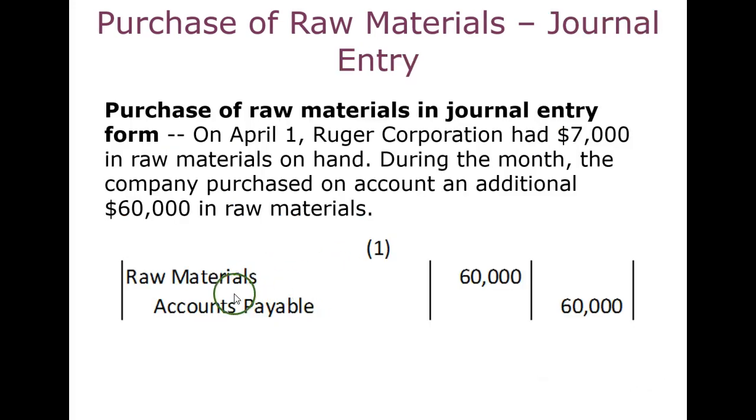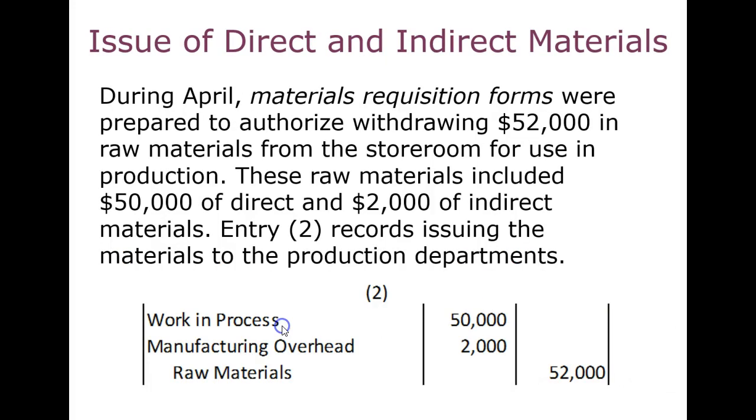Here's the entry. When you buy materials, debit raw materials, credit accounts payable, or if you're paying cash, you can credit cash. Here's the issuance of the raw materials into the direct materials part, work in process, indirect materials part into manufacturing overhead. Now all these entries we're going through here, they're in your chapter. So there's a lot more reading you can do about this in chapter 3.